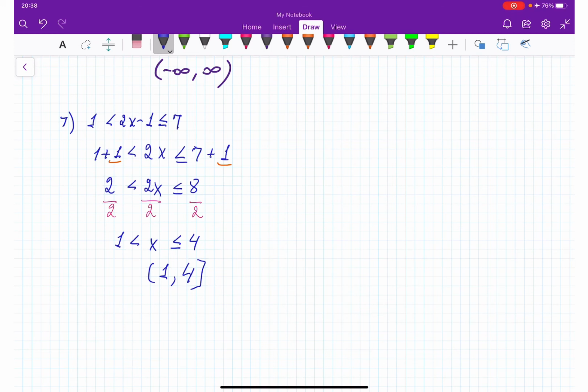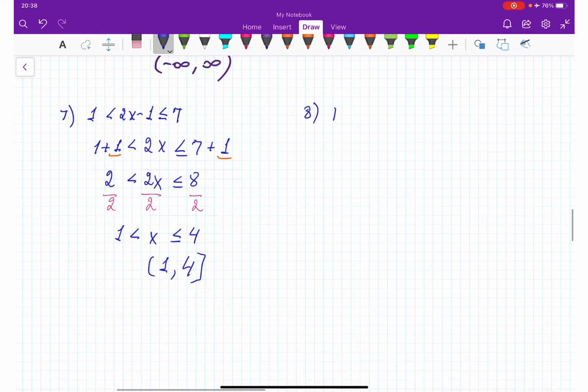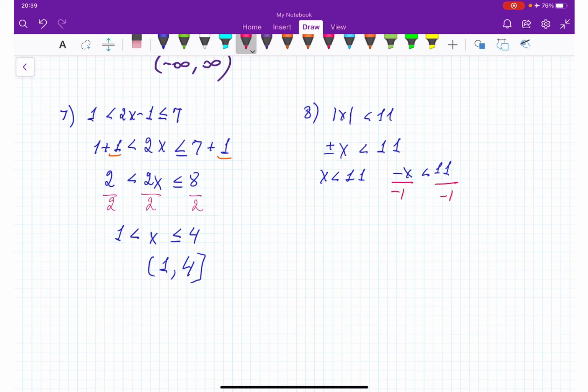Question number 8. Absolute value of x is less than 11. Well, that means absolute value of x means plus minus x less than 11. That means positive x less than 11 and negative x also less than 11. So if we divide by negative 1, we're going to flip the sign, and negative is gone.